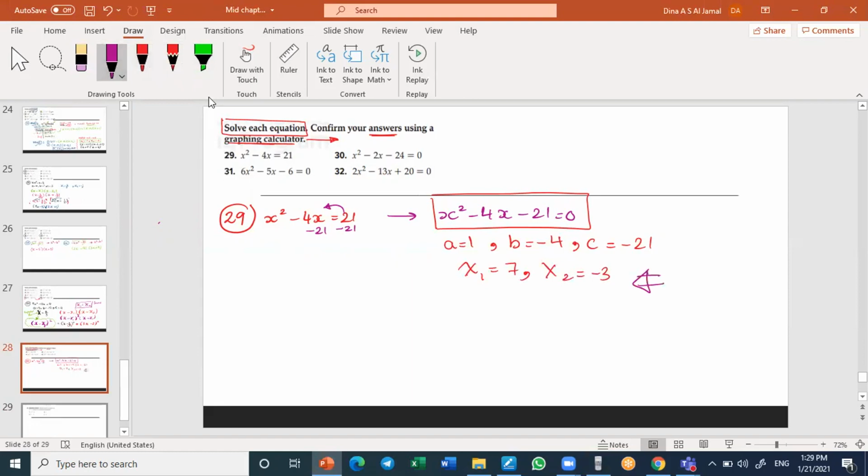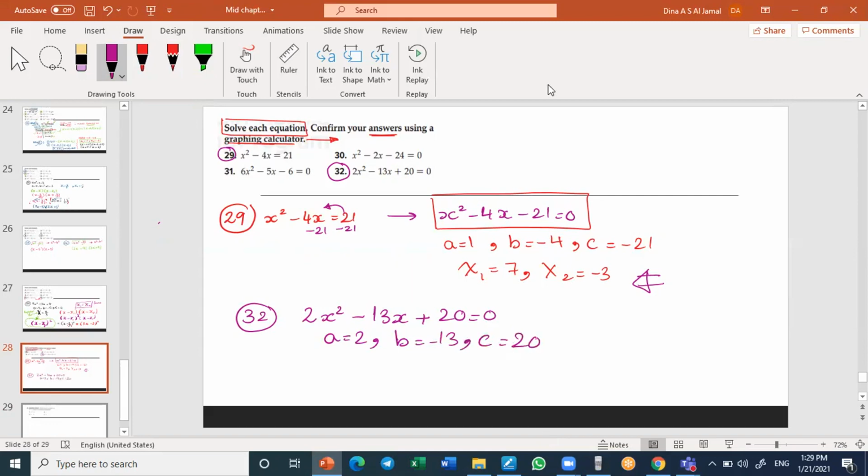Good. Now, so I solved with you 29. Let me have now 32. So in 32, you are having directly your coefficients inside. So 2x squared minus 13x plus 20 equal to 0. Now that means your a is 2, your b is minus 13, your c is 20.